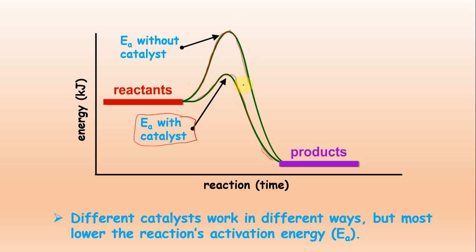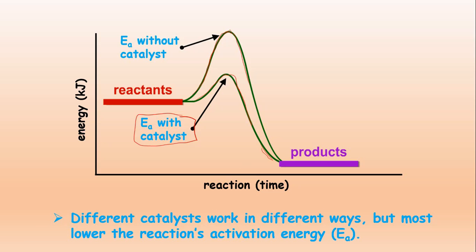This is the main concept of the catalyst, how it is decreasing the activation energy and how it is increasing the speed of reaction. Different catalysts work in different ways, but most lower the reaction's activation energy. They will decrease the activation energy, they will give alternate paths for the reaction. So this is the last topic related to the factors affecting rate of reaction.